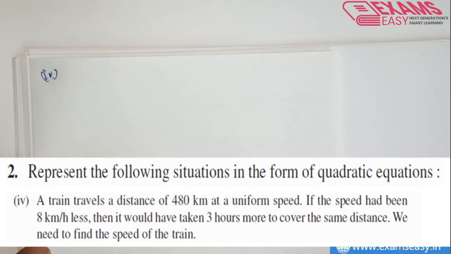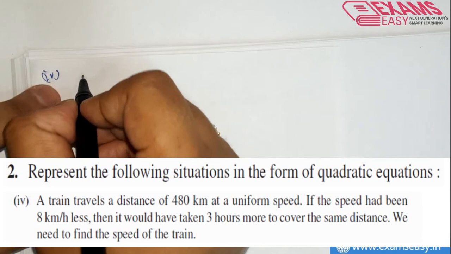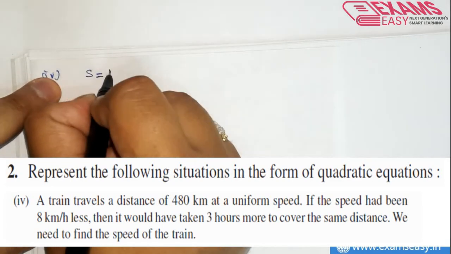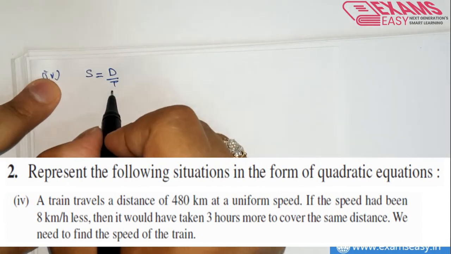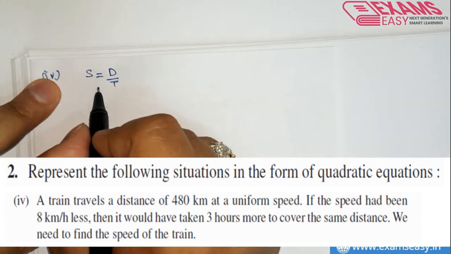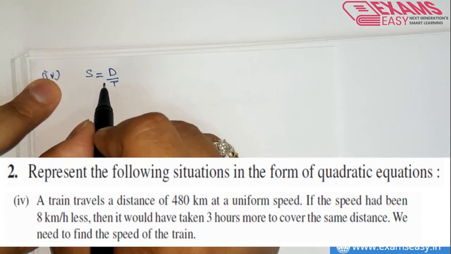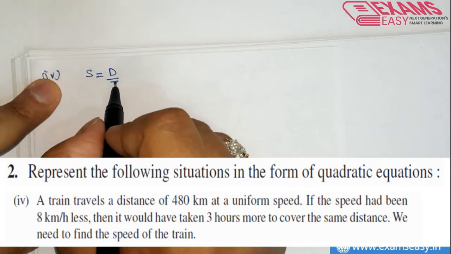Friends, this is a very simple question. You all know speed is equal to distance upon time. So we need to use this formula. So from the first statement, it says that a train travels a distance of 480 km at uniform speed.